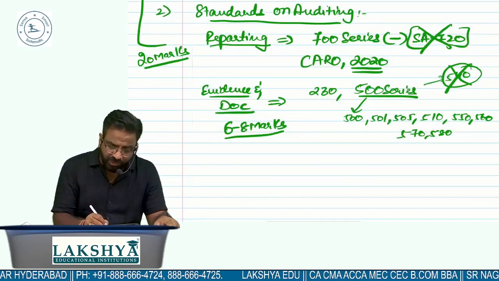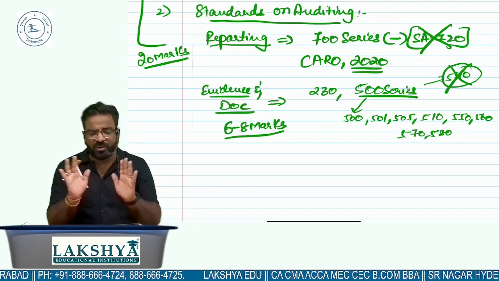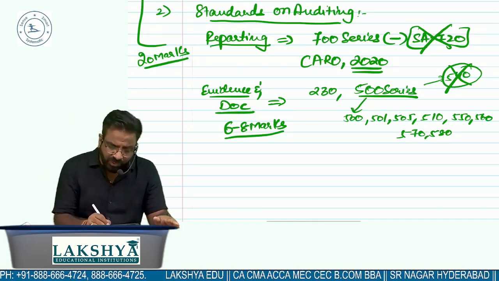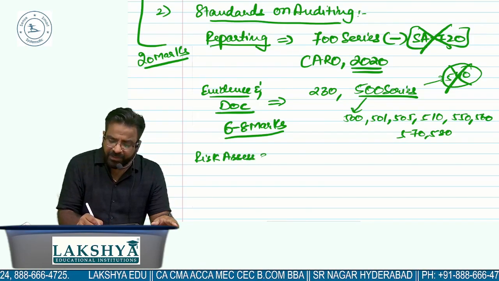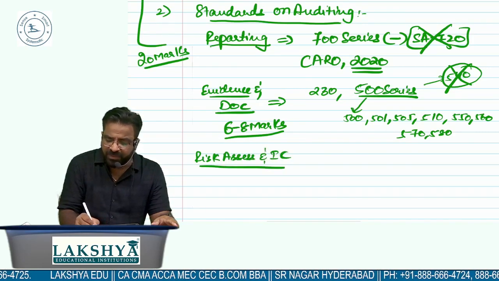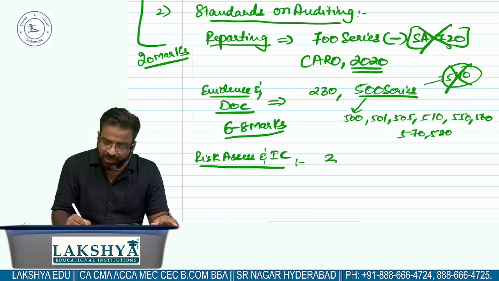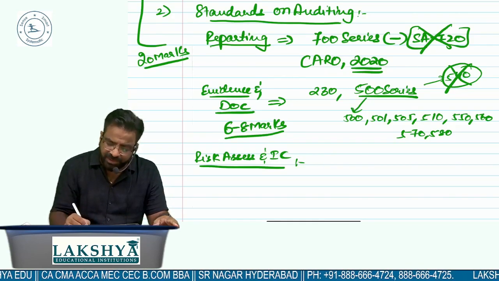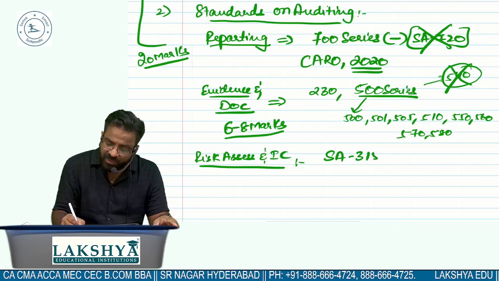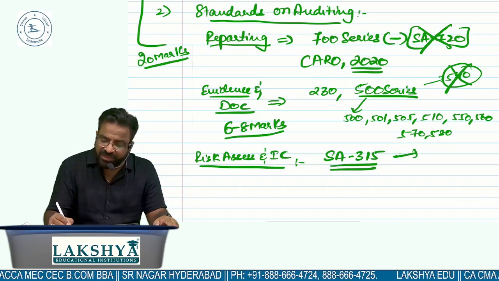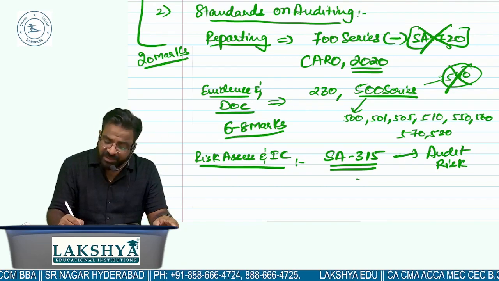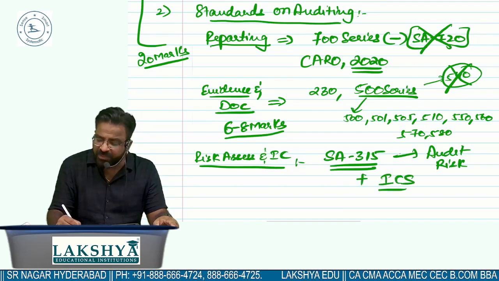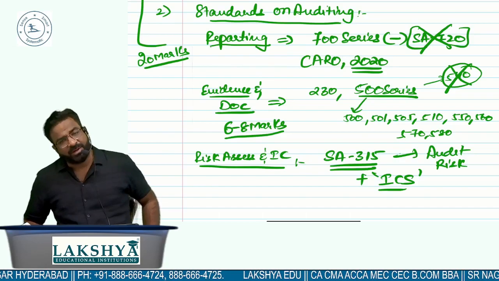After that you need to do one chapter called evidence and documentation series. After that, you need to do the risk assessment and internal control chapter. And let me tell you one thing, in this chapter only you have the most important standard, SA 315, where you're going to understand what we mean by the term audit risk, plus everything about the internal control system chapter, right or not?